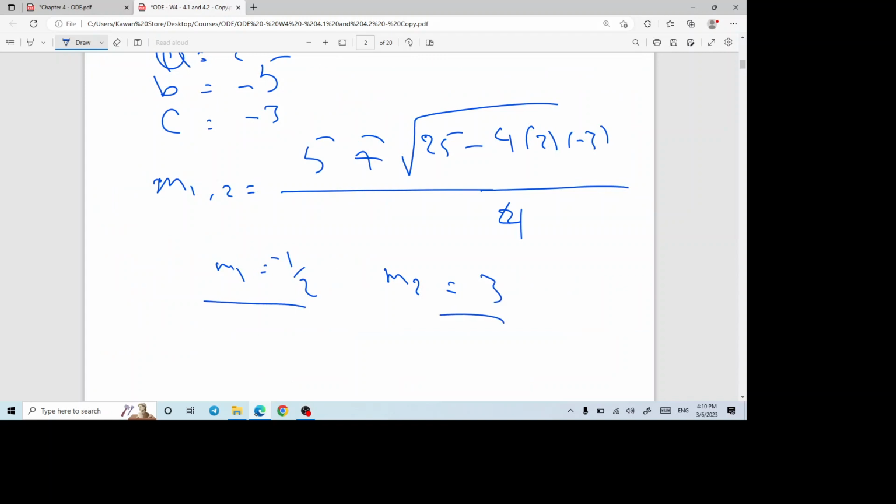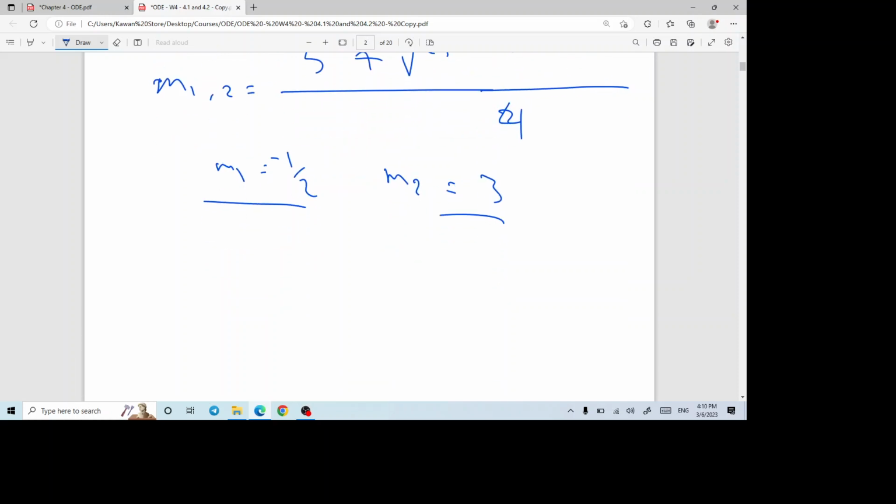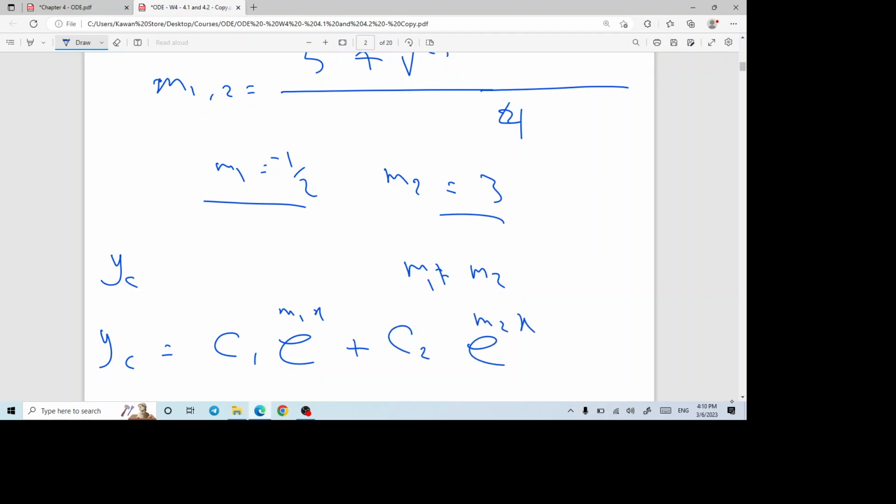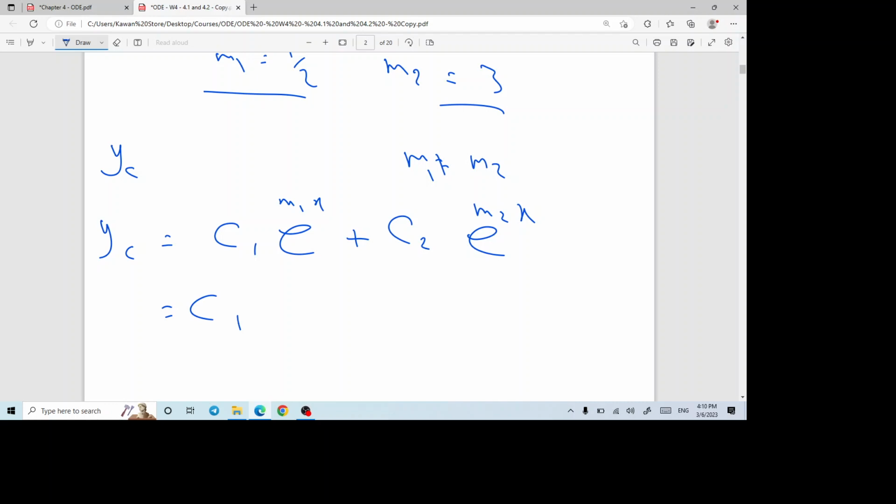Depending on the solution, we have three cases. When I say three cases, I mean auxiliary solutions. We have yc. If m1 is not equal to m2, how do we solve them? We say the solution will be C1 e to the power m1x plus C2 e to the power m2x. Am I right? Then here we have C1 e to the power minus 1 over 2x, and C2 e to the power 3x. Clear, dears?